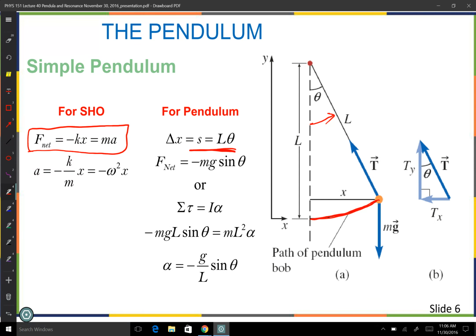So starting off, I'm just going to use the arc length as my displacement. So the delta x is L times theta. And then if I look at the forces acting on my bob, they're drawn in blue. What are the two forces acting on the bob? Okay, tension and gravity. Now, if I'm going to analyze this to see if it is acting like a simple harmonic oscillator, I need to look at the sum of the forces, right, the net force, that are in the direction that it can move.